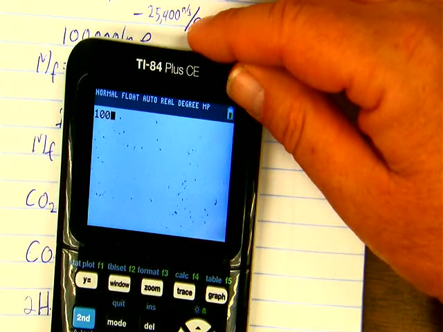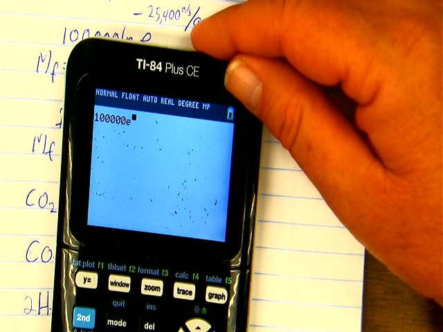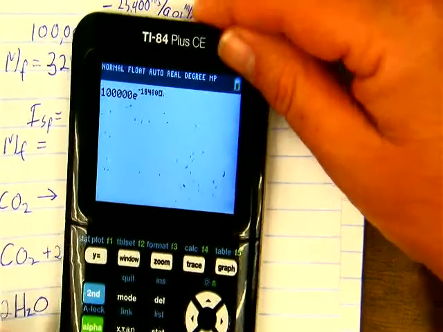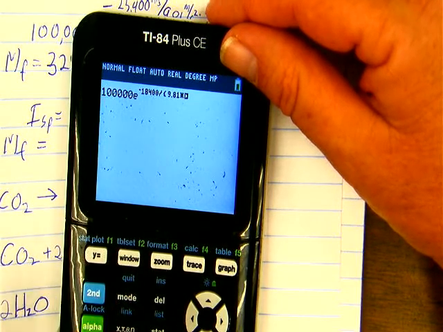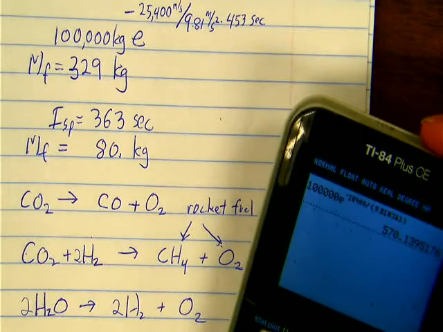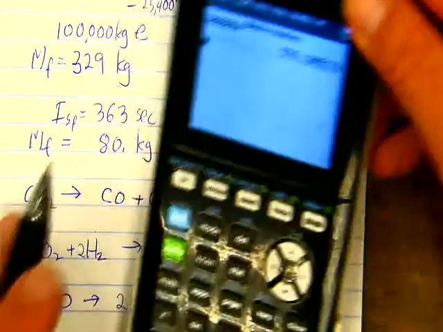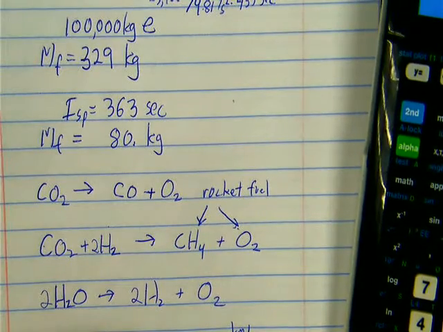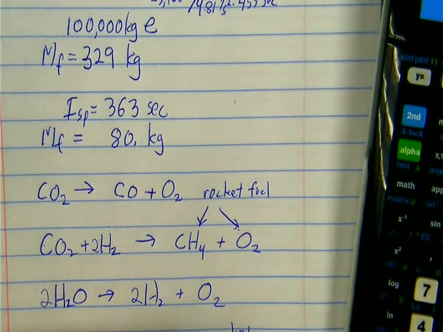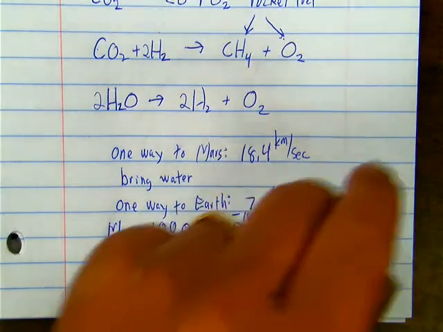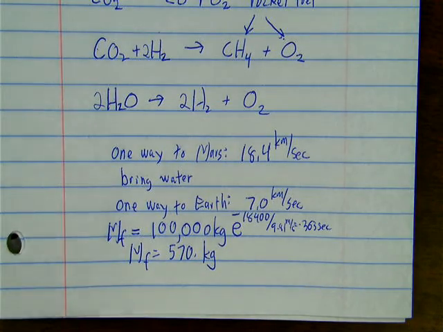All right, 100,000 times e to the, exchange key, and this is, we said 18,400, right? 18,400 divided by, open parentheses, 9.81 times 363, close parentheses, enter. It's better, right? Instead of 329 kilograms, we're up to 570 kilograms. Okay, so that's still only 0.6% of what you started with, right? So it still doesn't work.